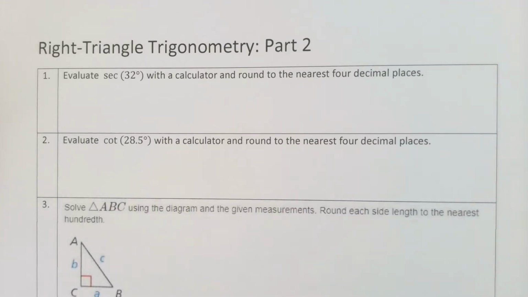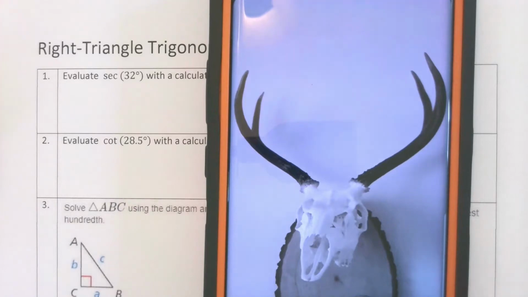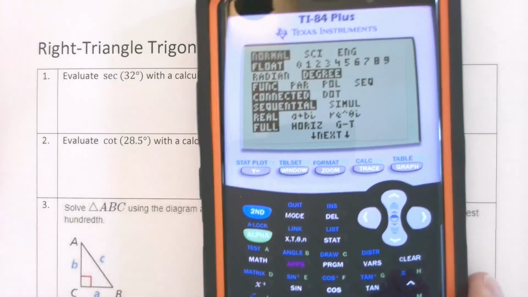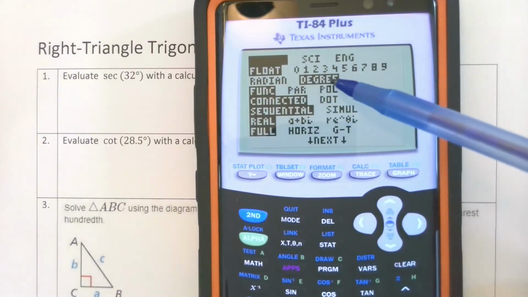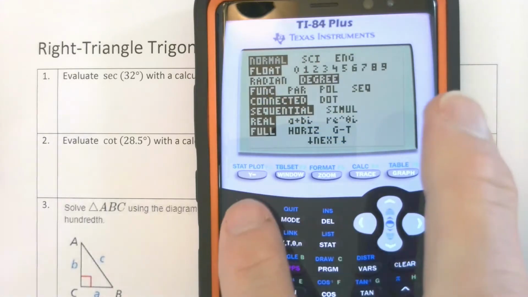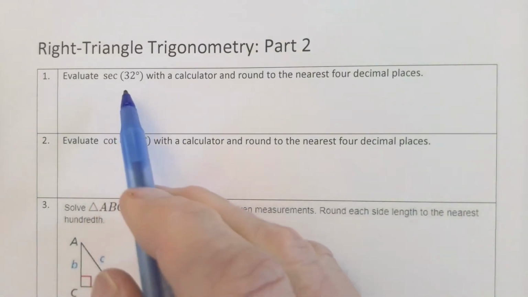If you're participating with us today, you're going to want to have access to a calculator, and that calculator needs to be in degree mode. So find the mode button, find the angle option, make sure it's selected on degree and not radian. And the first problem we do here, we're going to need the calculator because it asks us to find the secant of 32 degrees.